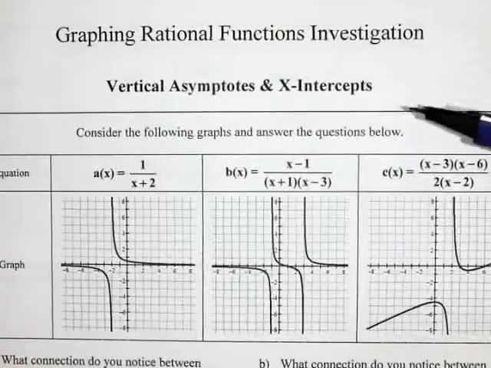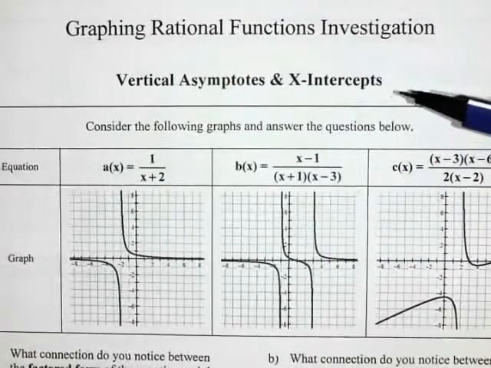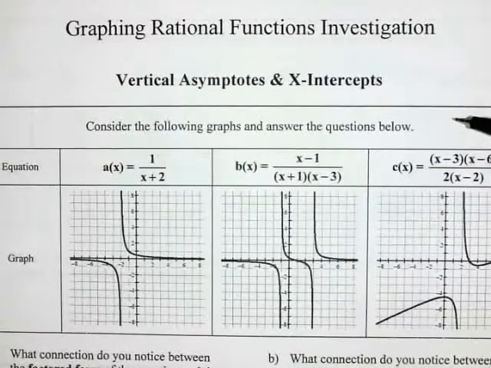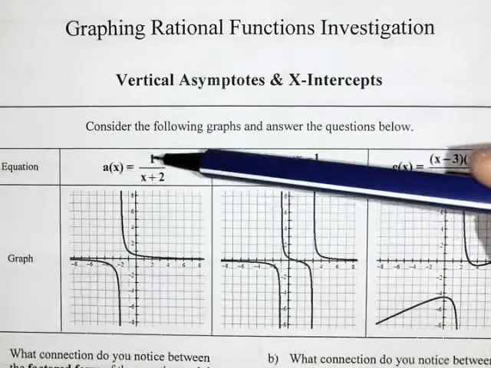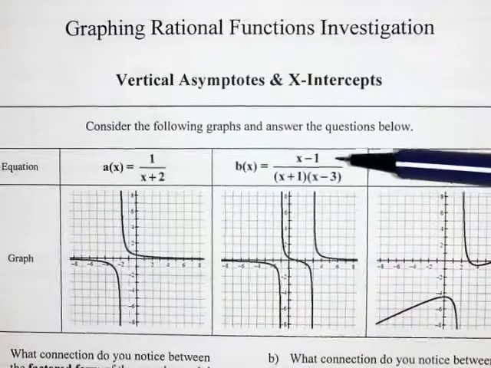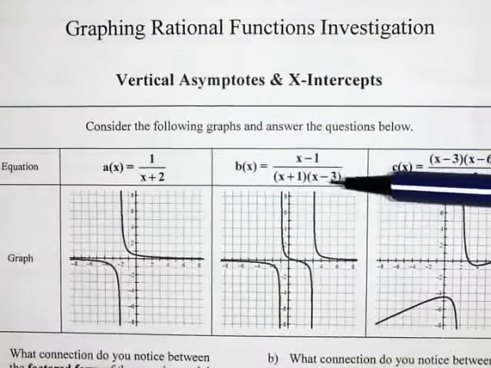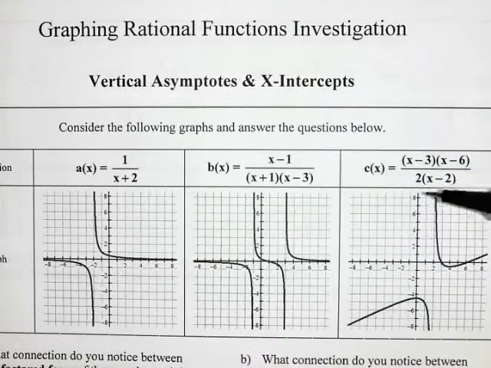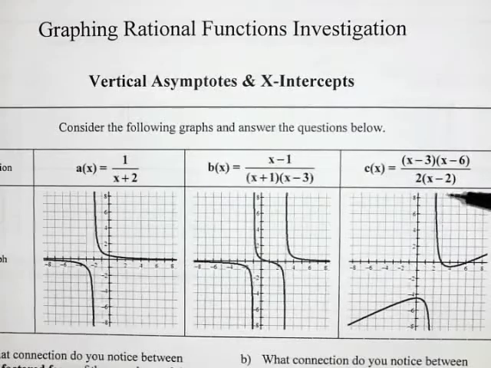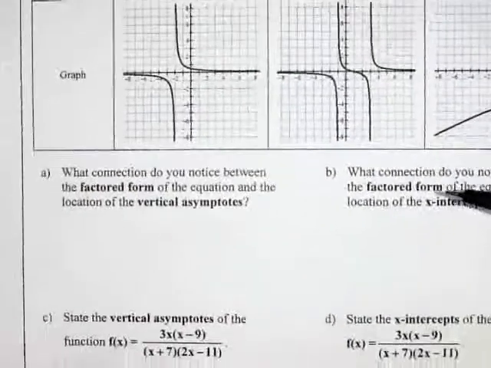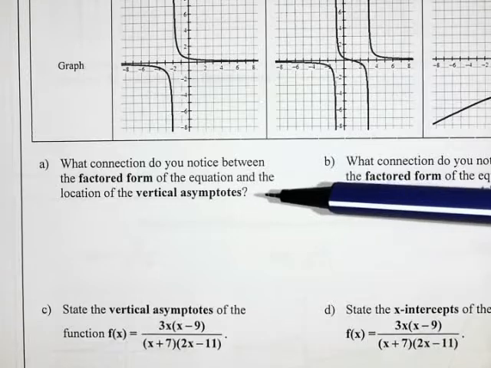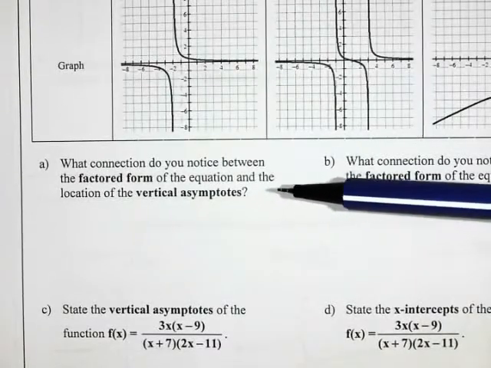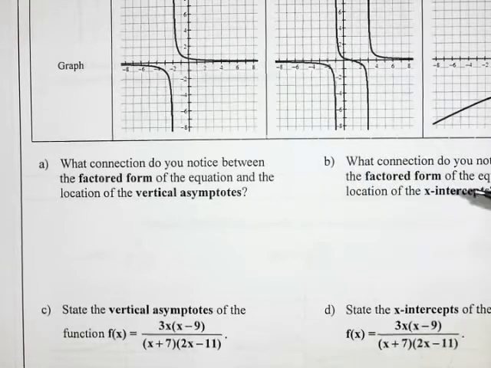Okay, so this section is on vertical asymptotes and x-intercepts. It says, consider the following graphs and answer the questions below. So I have y equals 1 over x plus 2. I have y equals x minus 1 over x plus 1, x minus 3. And I have y equals x minus 1, x minus 6 divided by 2 times x minus 2. So the question we're being asked to consider is, what connection do you notice between the factored form of the equation and the location of the vertical asymptotes?